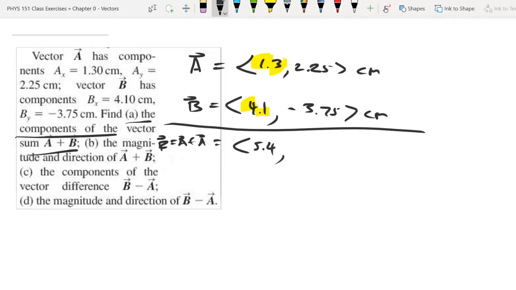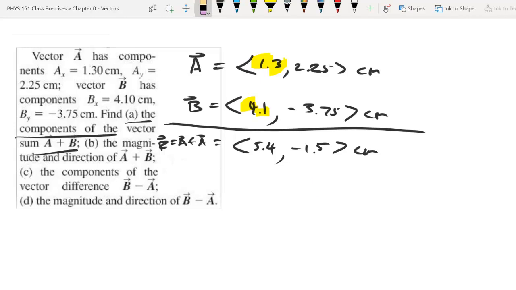And doing the same thing with the y components, I have 2.25 plus negative 3.75, so we get negative 1.5 centimeters. So this is the solution to part A. The components of the vector sum are RX is 5.4 centimeters, and RY is negative 1.5 centimeters.